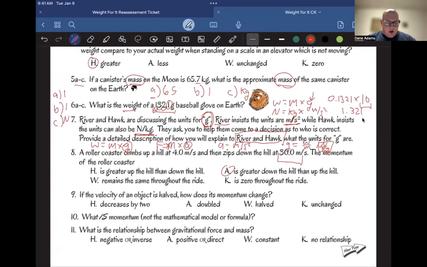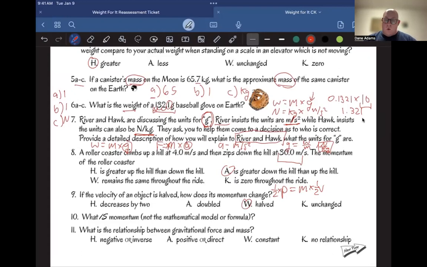Number 9 reads, if the velocity of an object is halved, how does its momentum change? Based on our equation, momentum is mass times velocity. If this velocity value were to be halved, or divided by 2, then I would need to multiply the other side of the equation by 1/2 to keep everything equivalent. So halving the velocity means that the momentum is also halved. Again, that makes sense because we know momentum and velocity have a positive relationship.